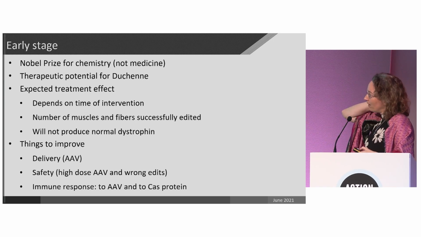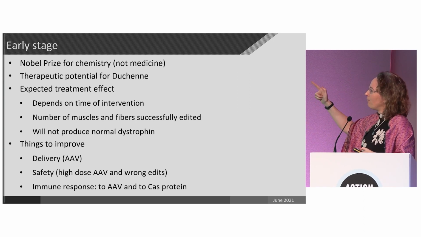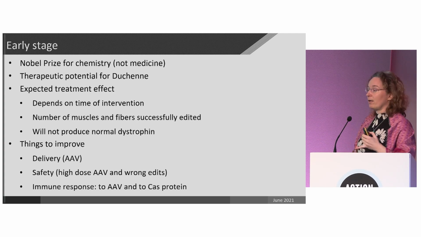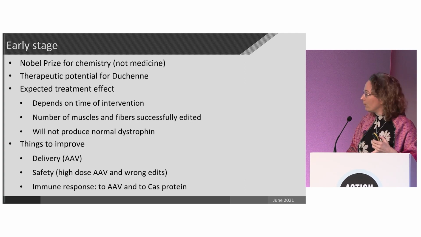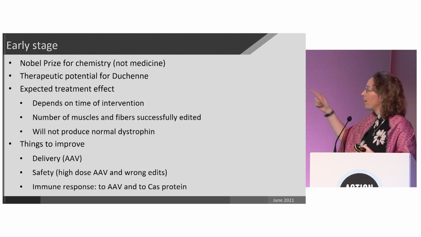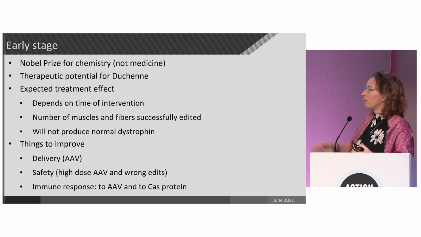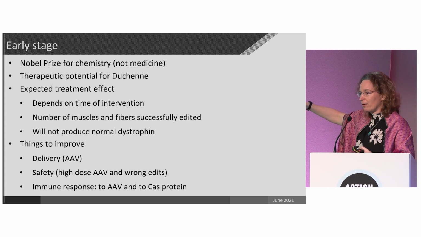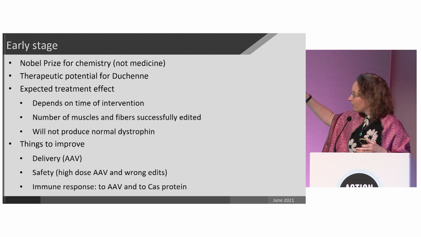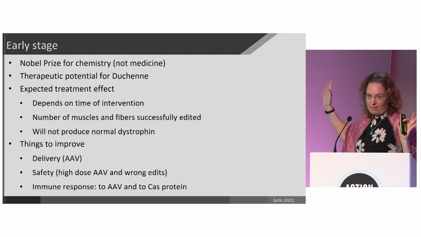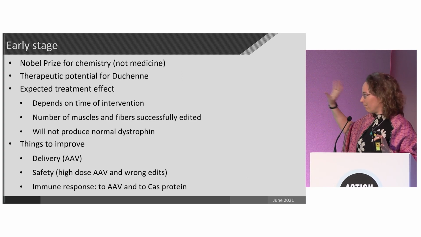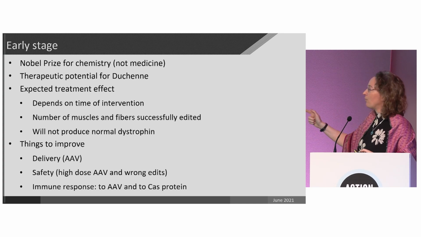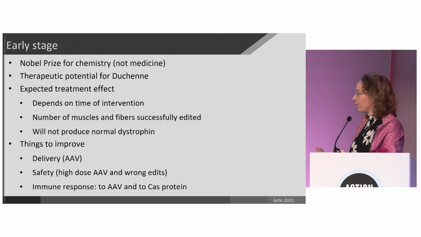There's therapeutic potential for Duchenne, but the effect depends on the time of intervention. Again, it cannot undo damage that's already been done. You need to deliver it, and it will produce a partially functional dystrophin. That goes for everything that I mentioned, but for all the other approaches, no one says CRISPR cure. Well, some people working on CRISPR claim that CRISPR is going to cure. It won't, sadly.